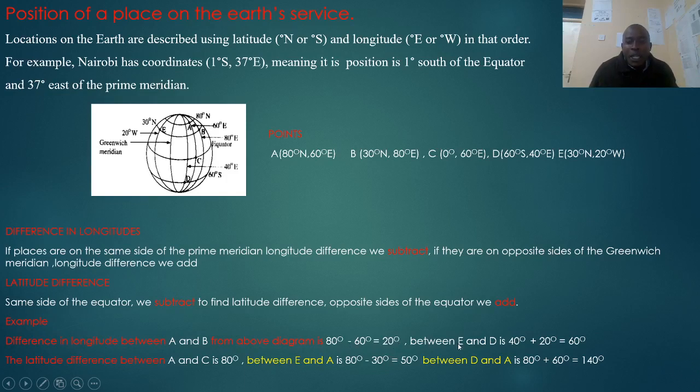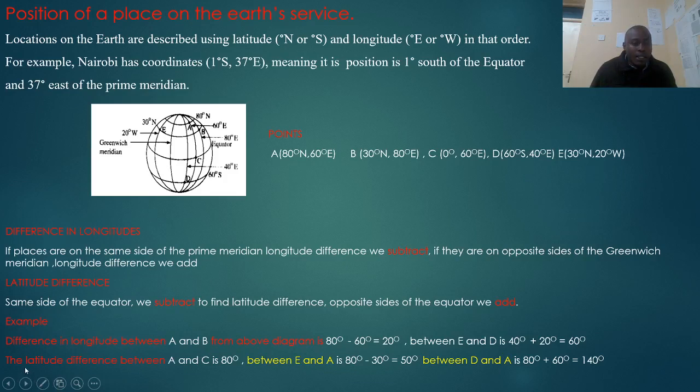And between E and D, the longitude difference between E and D. Now we have E here and our D here. Our longitude is towards the east and our longitude is towards the west here. So this longitude is 40 degrees east, 20 degrees west. Because they are on different sides of the Greenwich Meridian, we add. So we shall add 40 plus 20, which is 60 degrees. That is the longitude difference between the 2 points.